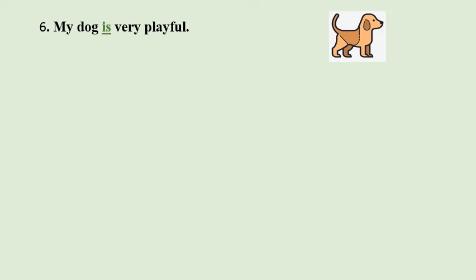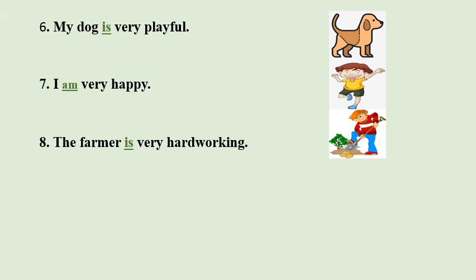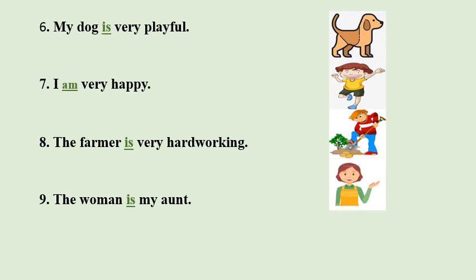Sentence number 6, my dog dash very playful. My dog is. Number 7, I dash very happy. I am very happy. मैं बहुत खुश हूँ. Number 8, the farmer dash very hardworking. Farmer means किसान, hardworking means मेहनती. Farmer is. Number 9, the woman dash my aunt. Woman is. The woman is my aunt.